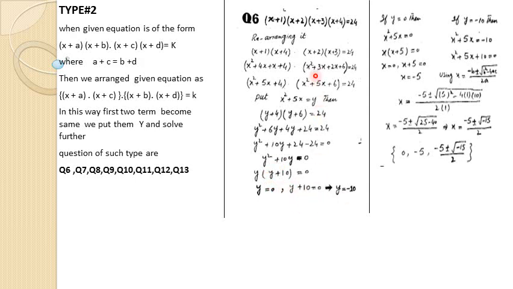These two values, just put them back there. If y is equal to 0, then x square plus 5x is equal to 0, which means x is equal to minus 5 or 0. And y is equal to minus 10, then we can put the quadratic formula. So this is the answer. Now you can see that in type 2, question number 6, 7, 8, 9, 10, 11, 12, 13 are from the type 2 exercise 4.2.